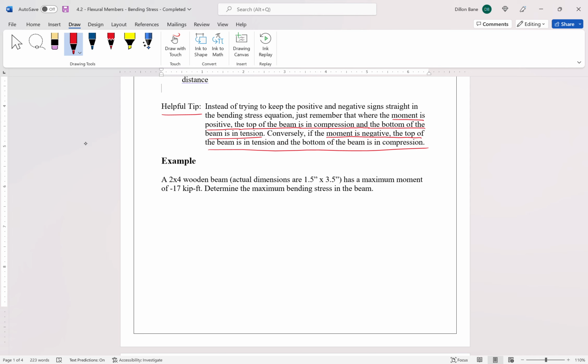All right, so first off, let's just draw our little 2x4 beam. It's 1.5 inches wide. It's 3.5 inches tall. Neutral axis is going to be right in the middle, right? So we need M, C, and I to calculate the bending stress. So stress is equal to negative MC over I. We need to figure out what M, C, and I are. Luckily, most of these variables have been given to us in this equation. Our moment was given at negative 17 kip feet, correct?